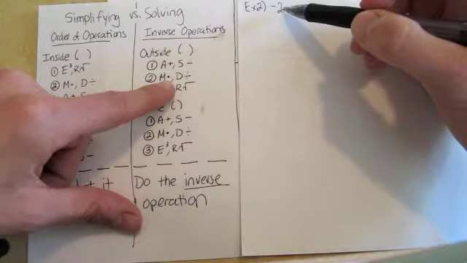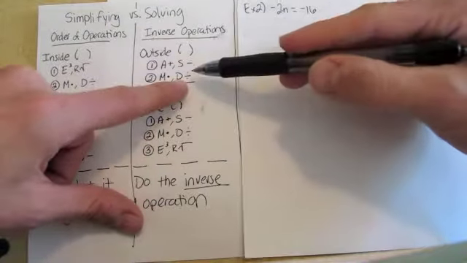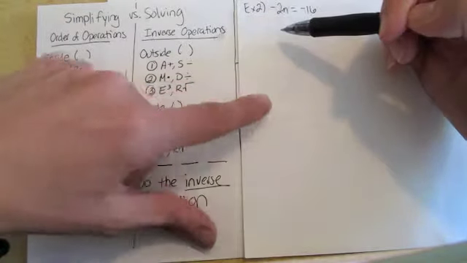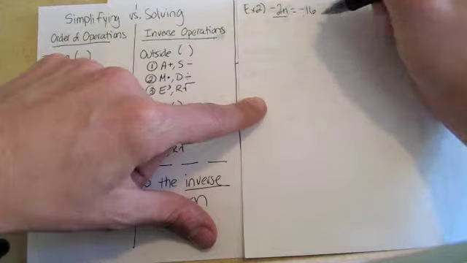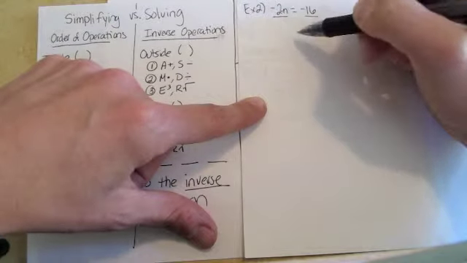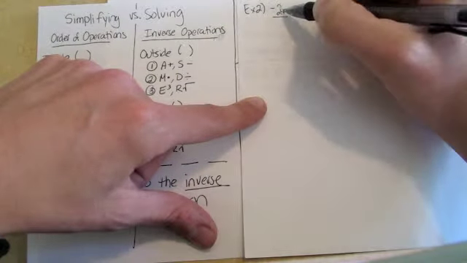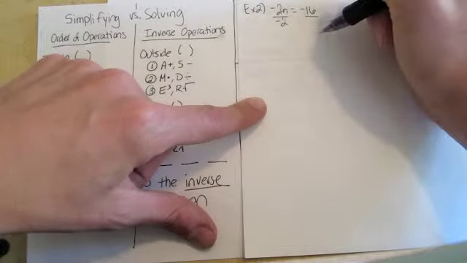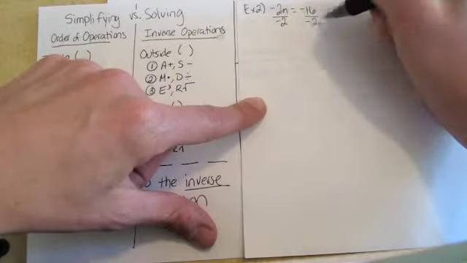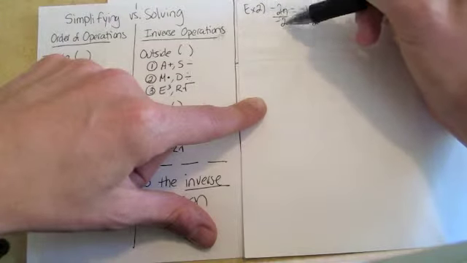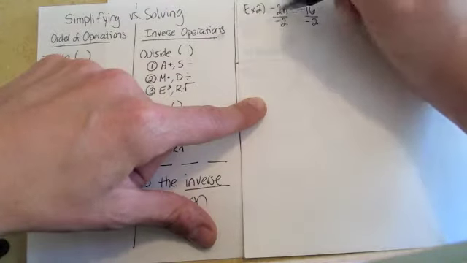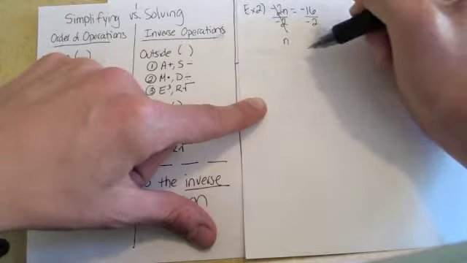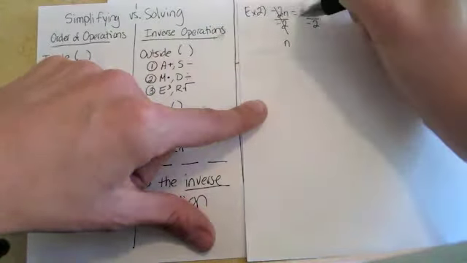And so the opposite of multiplication, or the inverse, is division. So if I want to get rid of a times negative 2, I have to divide. The inverse of multiplication is division. And since n is being multiplied by negative 2, I have to divide by negative 2. Negative 2 divided by negative 2 is 1. So what we're left with here is just 1n. And I don't even need the 1 because 1n is just n.